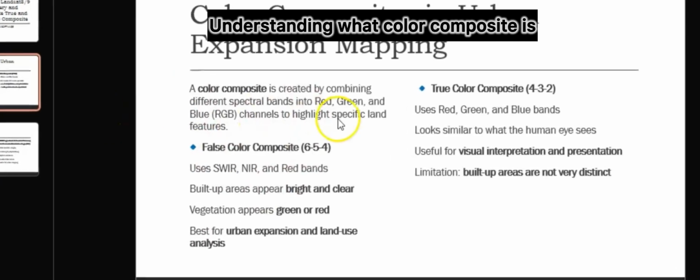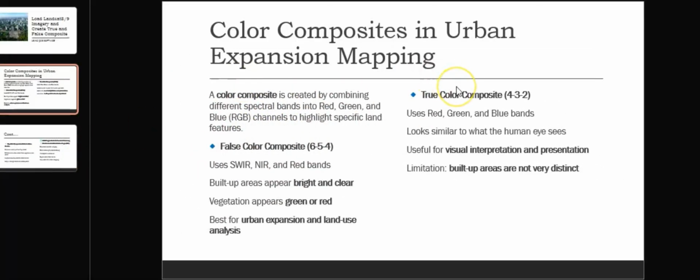Let's understand what a color composite is. A color composite is created by combining different spectral bands, the red, green, and blue channels, to highlight specific land features. For example, a false color composite uses bands 6, 5, and 4, where SWIR is assigned to the red channel, near infrared to green, and red to blue. Built-up areas appear brighter and clear, and vegetation appears green or red. This is commonly used for urban expansion and land use analysis.